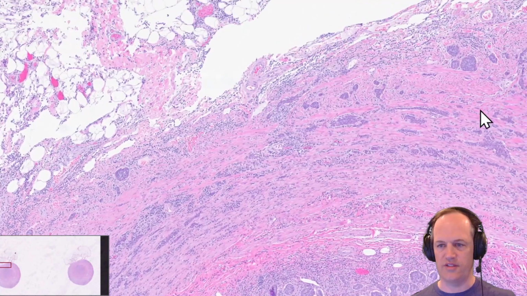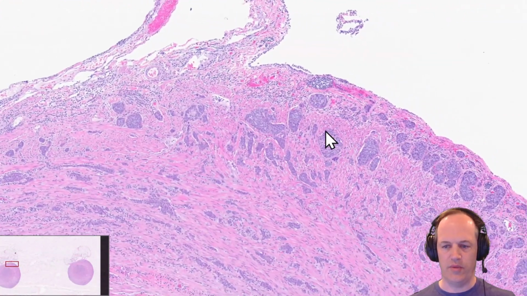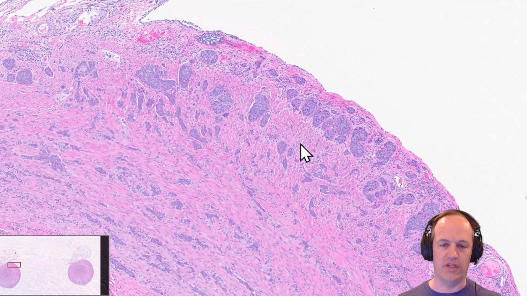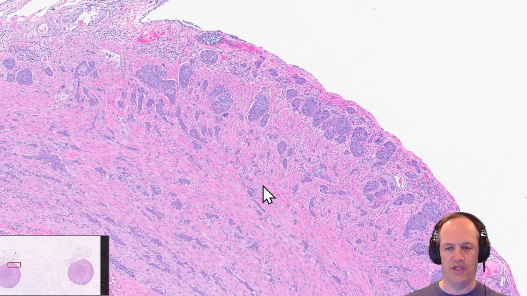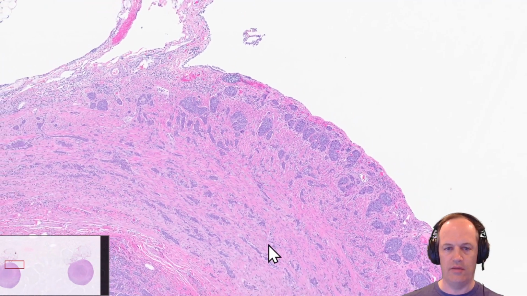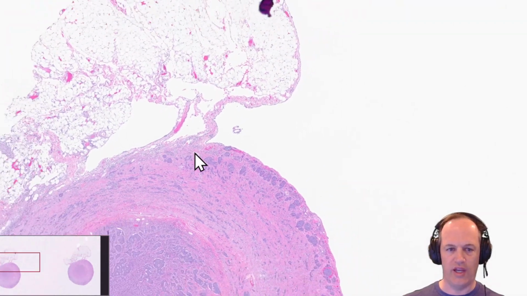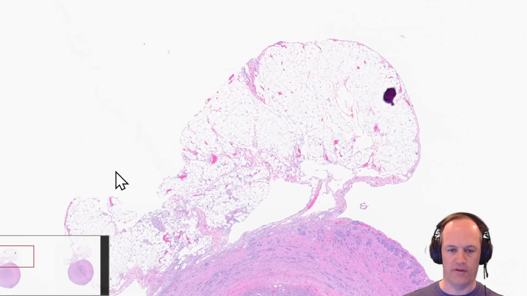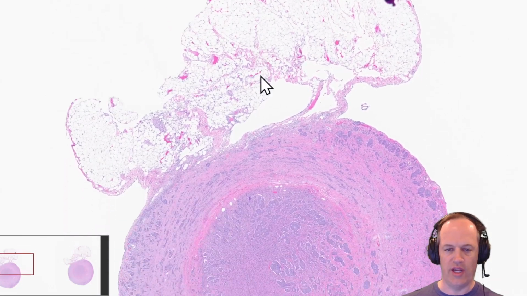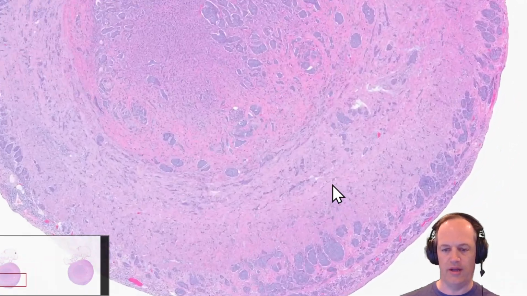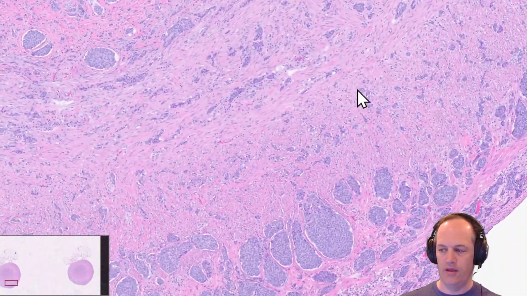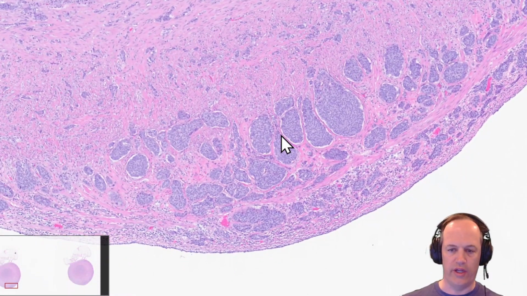So this is the reason that we ink the base margin. We actually also ink the mesoappendiceal margin. So along the side of the appendix, there's soft tissue, the mesoappendix, the mesentery, and that can be a margin. So anywhere that we have a margin, and here we've trimmed it off so you don't see the ink, but anywhere we have a margin that the surgeon cut, we're going to want to put ink on that appendectomy specimen. Yeah, this is a well-differentiated neuroendocrine tumor.